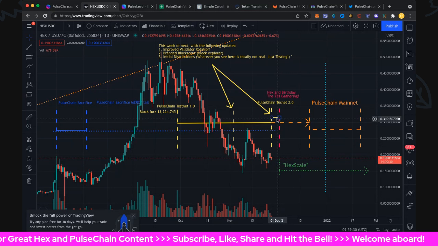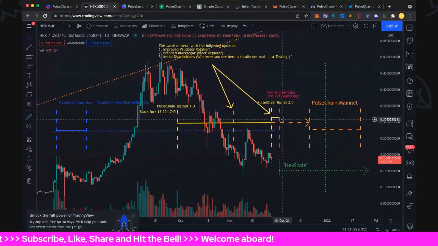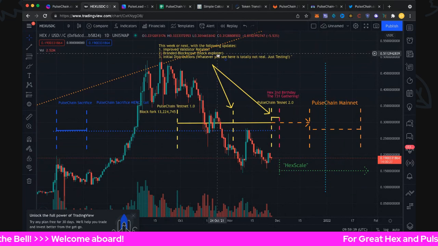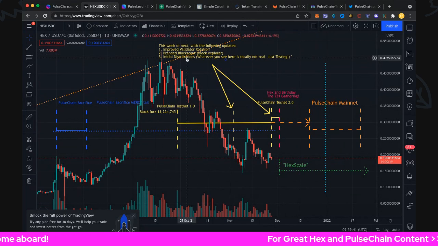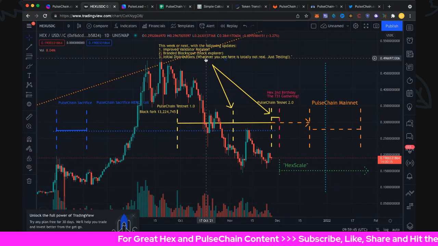Very cool. So we're waiting for testnet in here. You might have seen my daily vid earlier today, just saying that this is what we're waiting for. Improved validator rotation, branded BlockScout block explorer, initial distributions, which everyone is very much looking forward to, I know. And of course, tens of thousands of Pulse Sacrificers waiting for that.